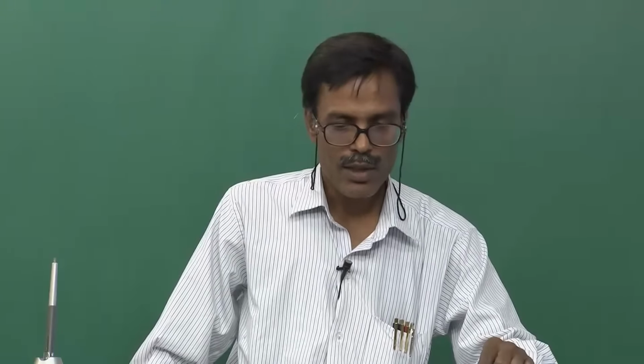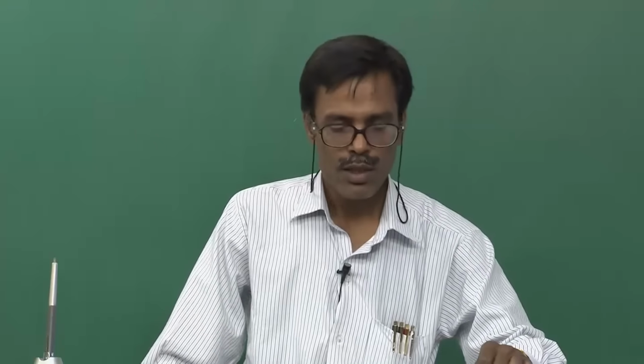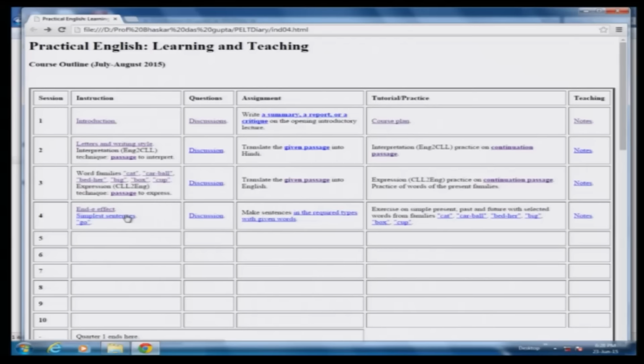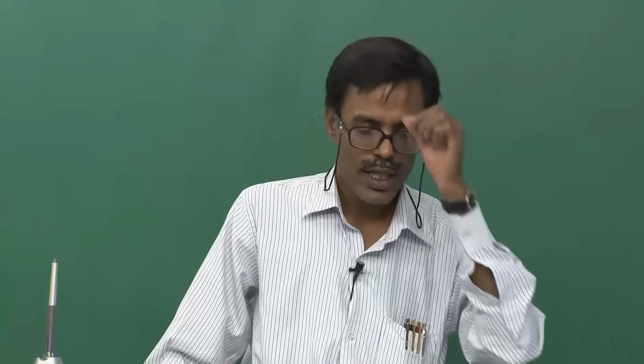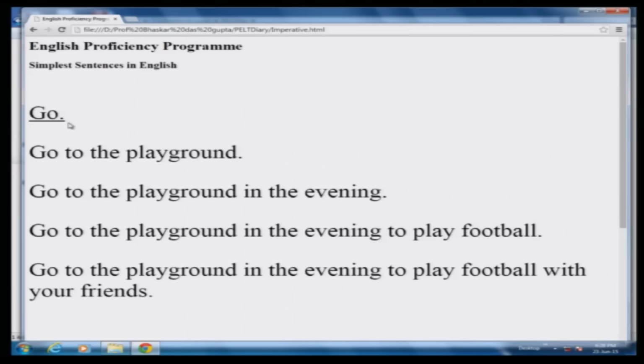Okay. And at this point, we take a little break from words and go into sentences, the rules of syntax of English sentences. The simplest kinds of sentences in English are of this kind. Go. This is perhaps the smallest possible English sentence. Just one word with just two letters. Okay? You can expand that. Go to the playground. Maidan mein jao.